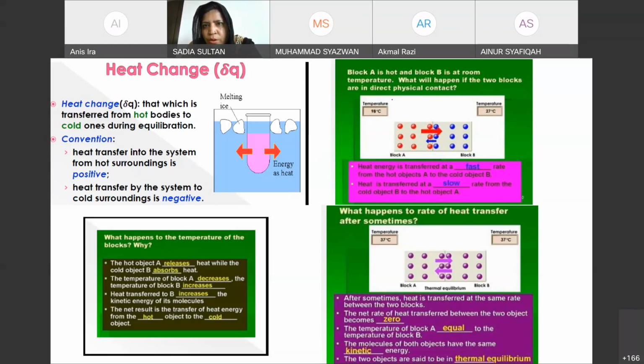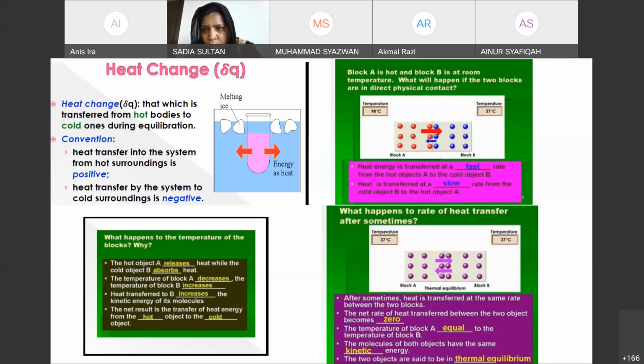What will happen if the two blocks are in direct physical contact? Physical contact means close together. Block A, block B: this is hot, this is cold. You keep them like that. So what happens? Heat energy is transferred at a fast rate from hot to cold, because this is low and this is high temperature. From red to blue, the heat flow will be fast.